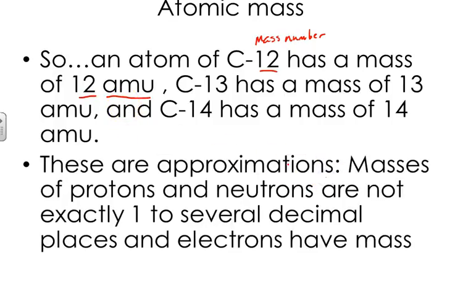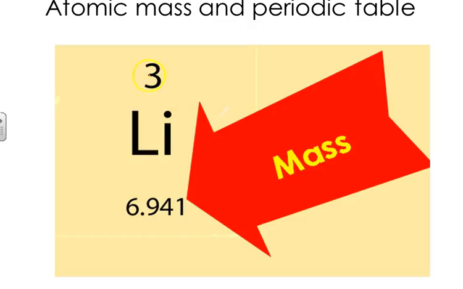These are approximations. Masses of protons and neutrons aren't exactly 1 if we go out several decimal places, and also electrons have mass. So we're really looking at just 1 decimal place. When we look at the periodic table, we find, for instance, lithium. We have the symbol Li, we have the atomic number up here, the number of protons, and then we have this value, 6.941 for lithium, and that is a mass.